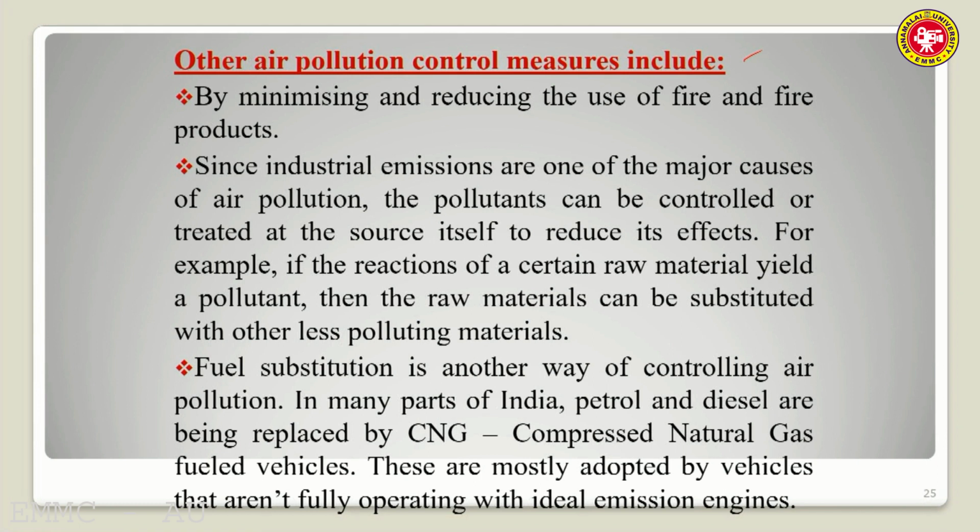Since industrial emissions are one of the major causes of air pollution, the pollutants can be controlled or treated at the source itself to reduce their effect. For example, if the reactions of certain raw materials yield a pollutant, then the raw materials can be substituted with other less polluting materials. Fuel substitution is another way of controlling air pollution. In many parts of India, petrol and diesel are being replaced by compressed natural gas fuel vehicles. These are mostly adopted by vehicles that aren't fully operating with ideal emission engines.